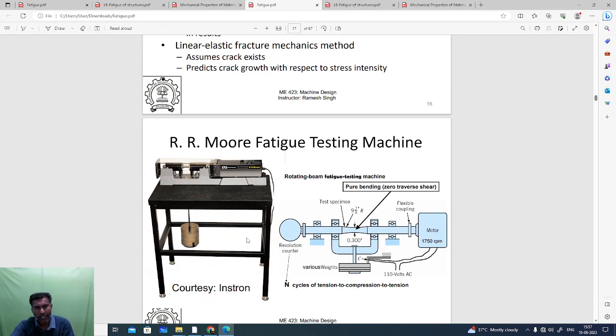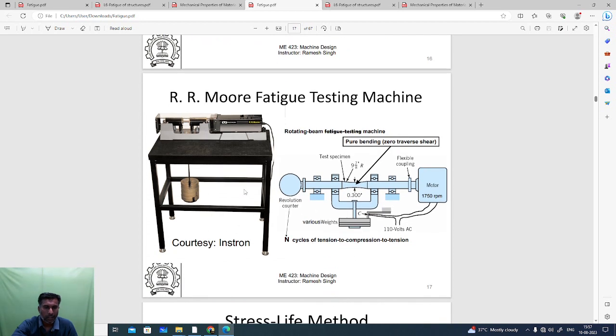This is the fatigue testing machine. The first we invented is the R. R. Moore rotating beam fatigue testing method. See the revolution counter here. That is the test specimen, fixed here. Here the test specimen is located, and the specimen dimensions are 9 into 10 power 8 inches in R. This part is flexible coupling.